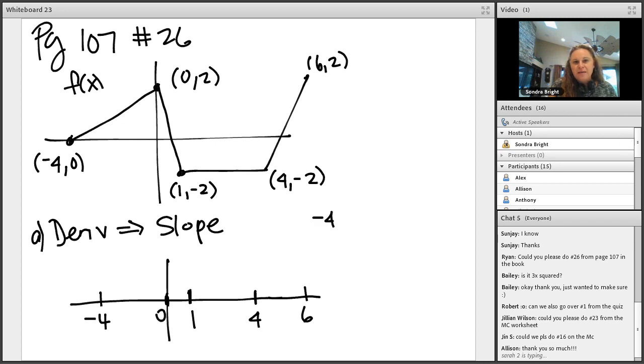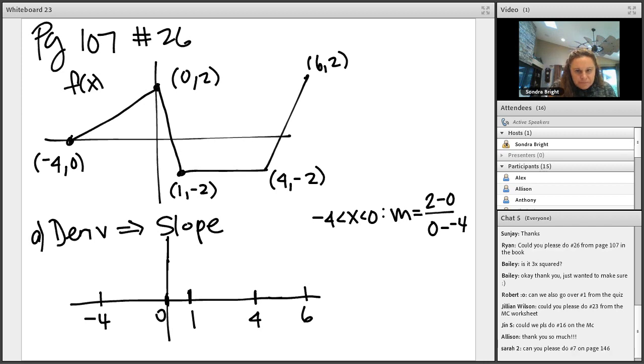From when x is between -4 and 0, your slope is y minus y over x minus x. So what is that? 2 over 4, so 1/2. That's a positive 1/2, because you're going up 2, right 4. So here's 1/2, and you should just do open dots. Open to open. You've got a slope of 1/2 from -4 to 0.